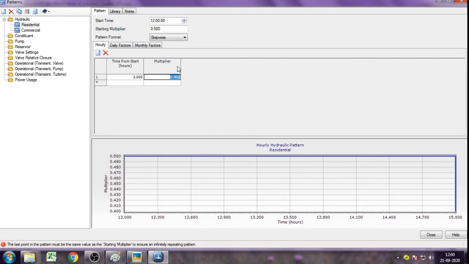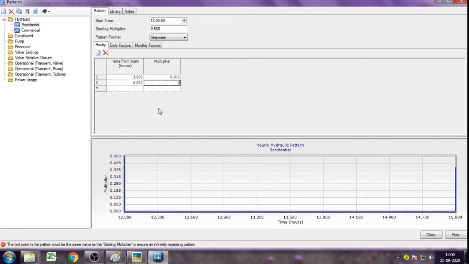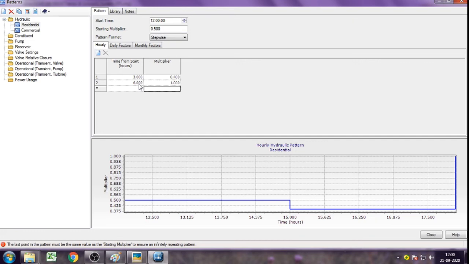Now we can change because from 12 am up to 3 am the water demand will be lesser, so the multiplier will be 0.4. So the demand will be 0.4 into the base demand. Okay, then for 6 hours, 1. So this means that from 3 to 6 hours the water demand multiplier is 1. This means that the water demand will be the same as the base demand, because 1 into base demand will give you the base demand only.